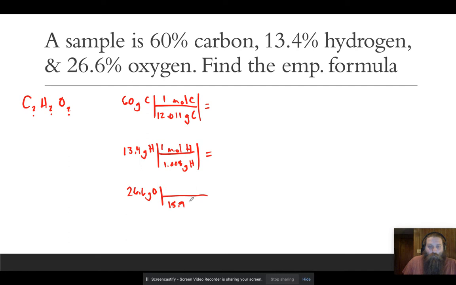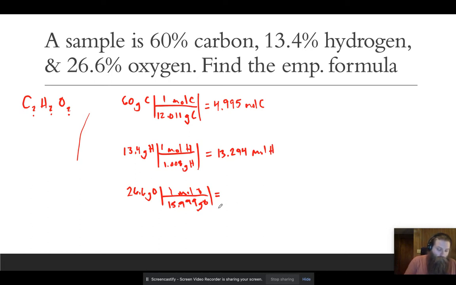And we're going to say 15.999 grams of oxygen to a mole of oxygen. All right, to run our math, 60 divided by 12.011 is 4.995 moles of carbon. 13.4 divided by 1.008 is 13.29294. That's moles of hydrogen. And 26.6 divided by 15.999 is 1.662.